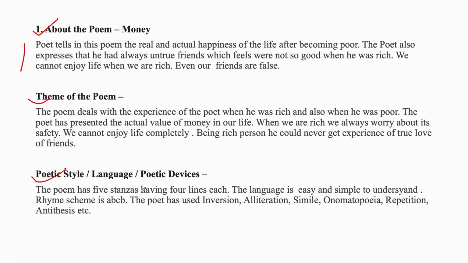Now what is the poetic style, language or poetic devices? The poem has 5 stanzas having 4 lines each. The language is easy and simple to understand. Rhyming scheme is A, B, C, B. Okay, this is the rhyming scheme. The poet has used inversion, alliteration, simile, onomatopoeia, repetition, antithesis, etc.